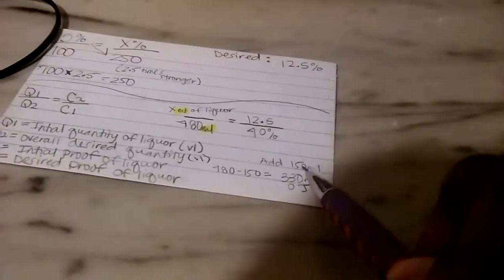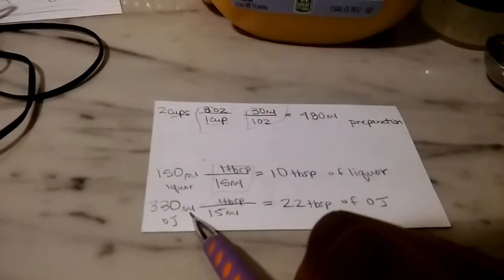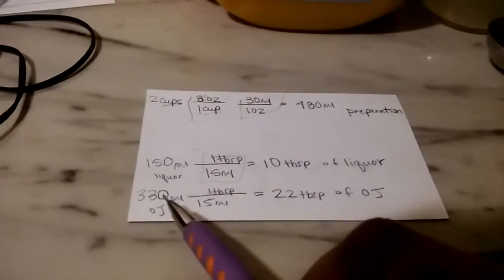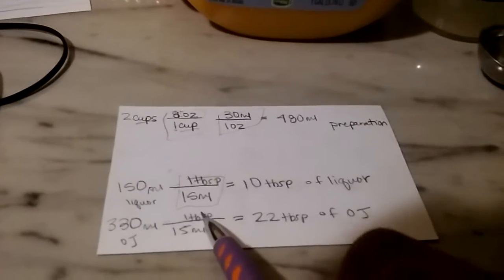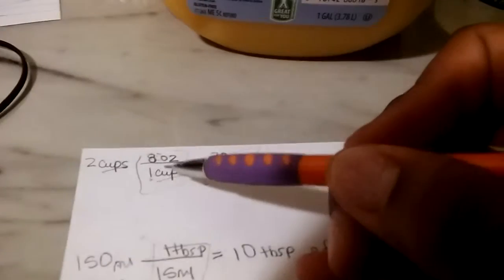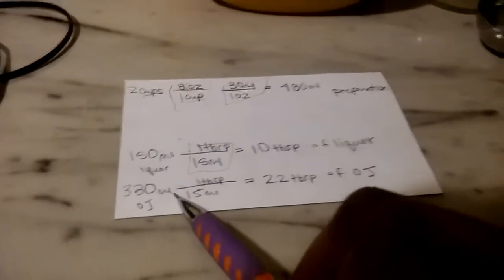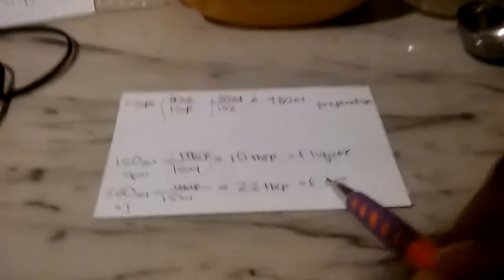And I have my 330 mLs. Remember I said you're going to have to add 330 mLs of orange juice to this 150 of liquor to get this 12.5%. So this is our starting point. 330 mLs of orange juice is to be added to this. So 330 mLs, 15 mLs equals 1 tablespoon. When your 1 is on the top, you're going to divide. When your 1 is on the bottom, you're going to multiply, remember? Okay? 330 mLs divided by 15 mLs gave me 22 tablespoons of orange juice.